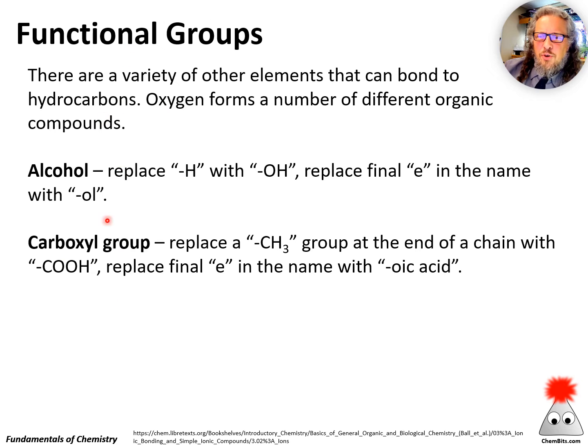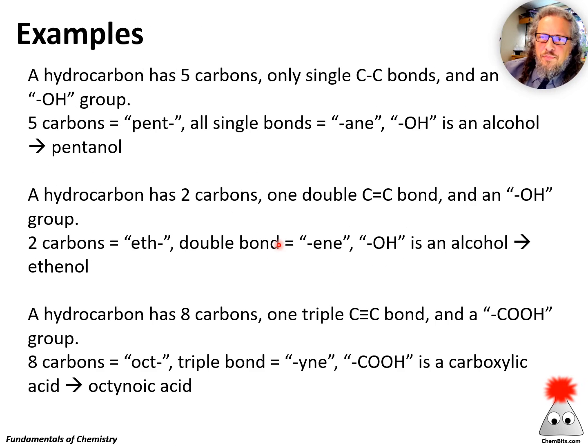The other oxygen group that's important for us is the carboxyl group, or the carboxylic acid group. If we replace one of the CH3 groups at the end of one of those chains with a COOH, that's a carboxylic acid, or carboxyl group. And for naming that, we just replace the final E in the name with an oic acid. So again, let's look at a couple of examples.